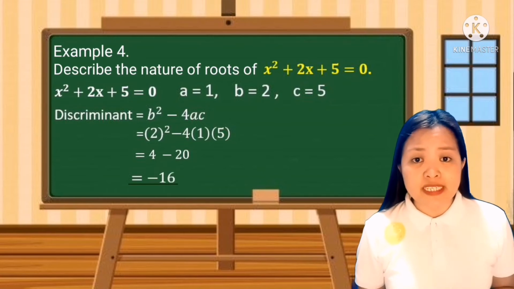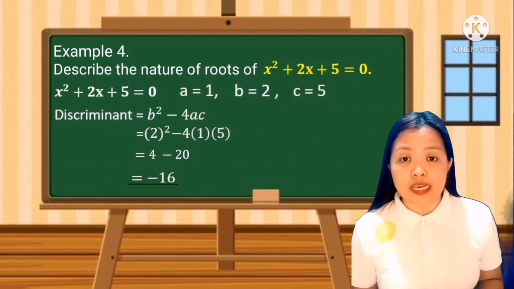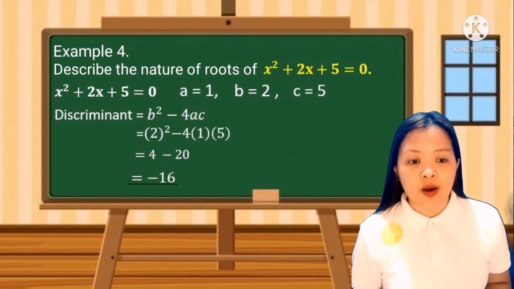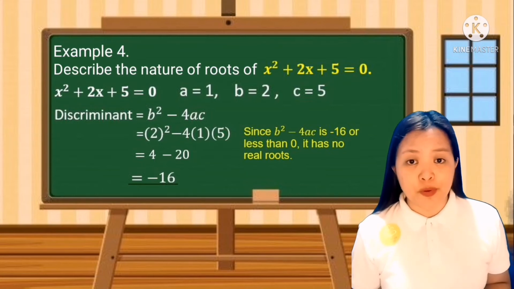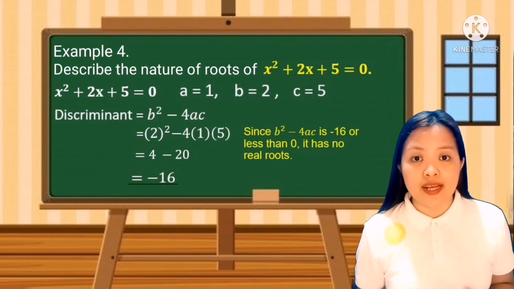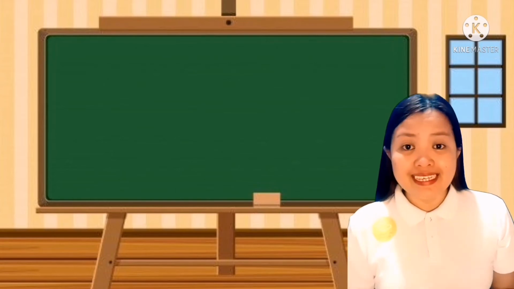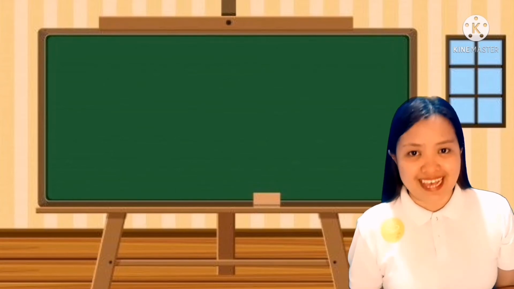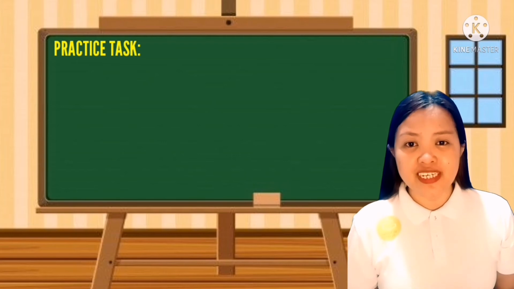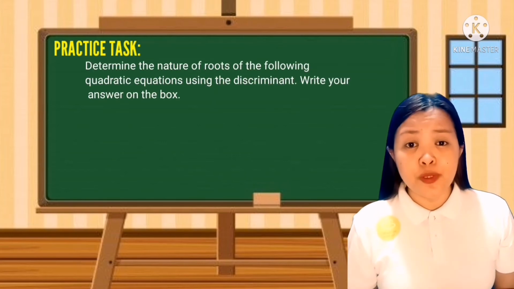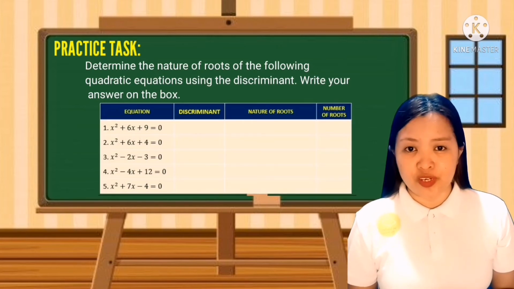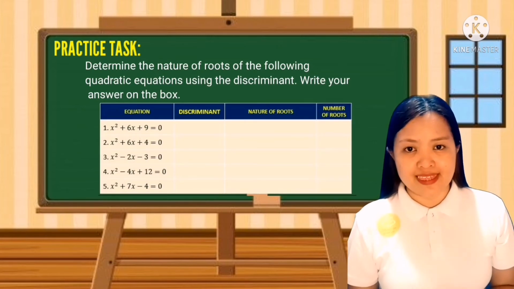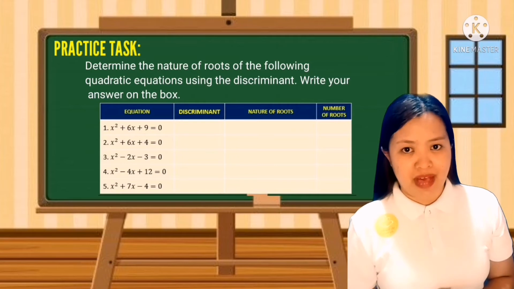Since b squared minus 4ac is equal to negative 16, or negative 16 is less than 0, therefore it has no real root. Let us now proceed to your practice task. The direction is, you need to determine the nature of roots of the following quadratic equations using the discriminant. Write your answer in the box.